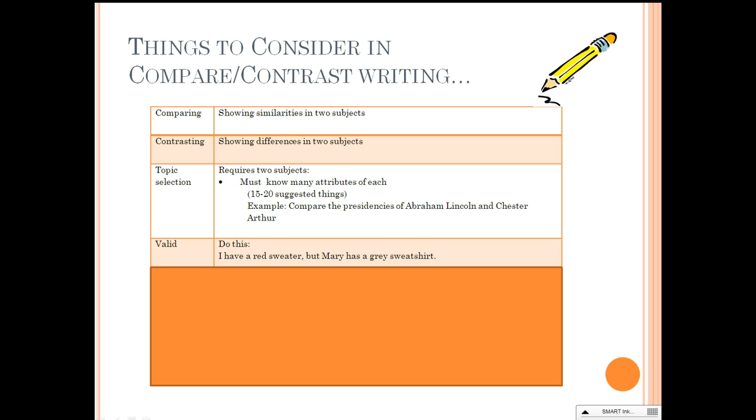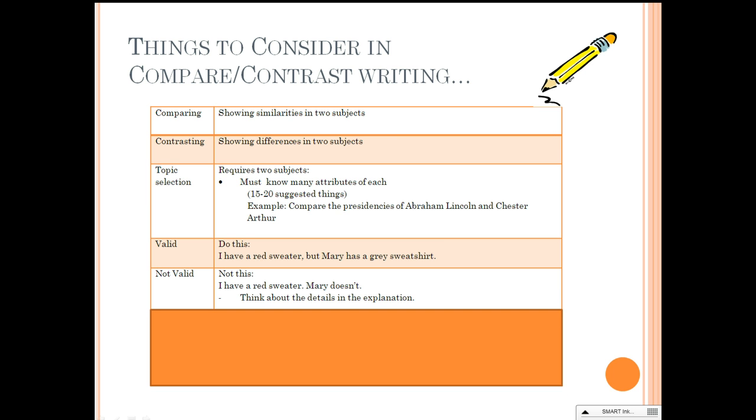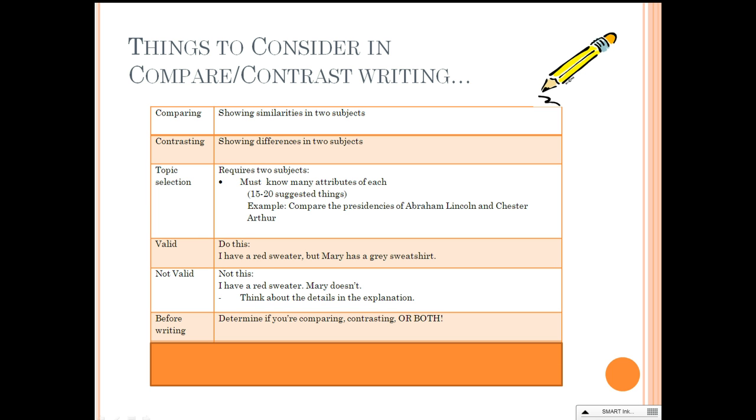So what you need to be thinking about is saying something specifically this, not that, or this and that, and being as valid and specific as possible. So you definitely want to say something like, I have a red sweater, but Mary has a gray sweatshirt. So you're specifically stating that you have 2 different things. One's a sweater, one's a sweatshirt. Mine is red, hers is gray, and you're actually specifically stating something. Whereas instead, if you were to say something like, I have a red sweater and Mary doesn't, you're not really giving me a lot of details and explaining exactly what you're comparing and contrasting. So think about being very specific.